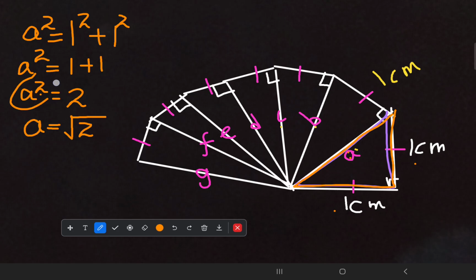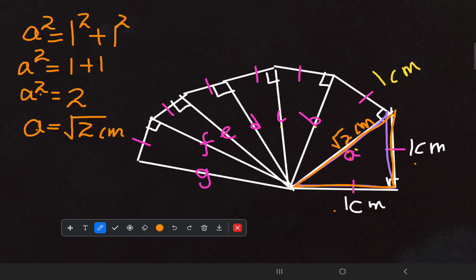Here it is in square form, so we only need the singular value. Singular value means A to the power of 1. To oppose that square, when we take it to the other side of the equation, it becomes the square root of 2. So, A is square root of 2 centimeters. Okay, we found our A as square root of 2 centimeters.